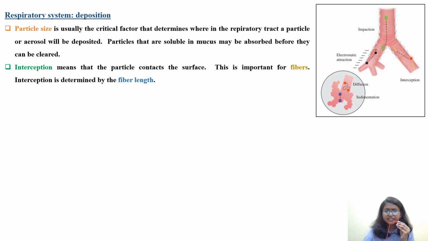Particles enter the respiratory sac. It will contact the surface. This is important in the case of fibers. Interception is determined by the fiber length. As the fiber length increases, how much interception there will be is defined.